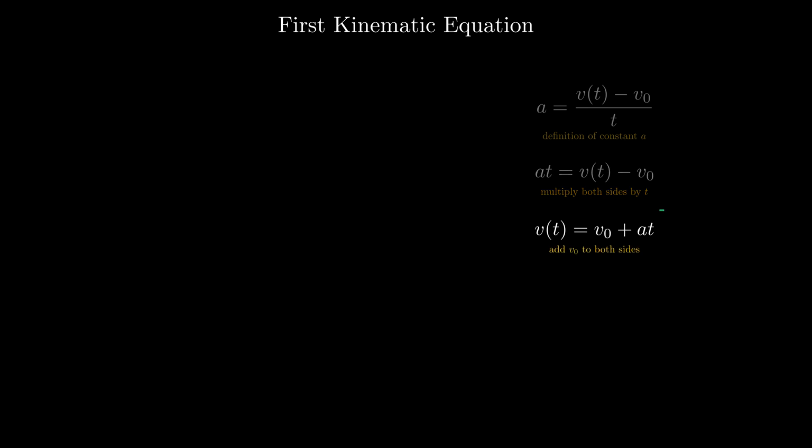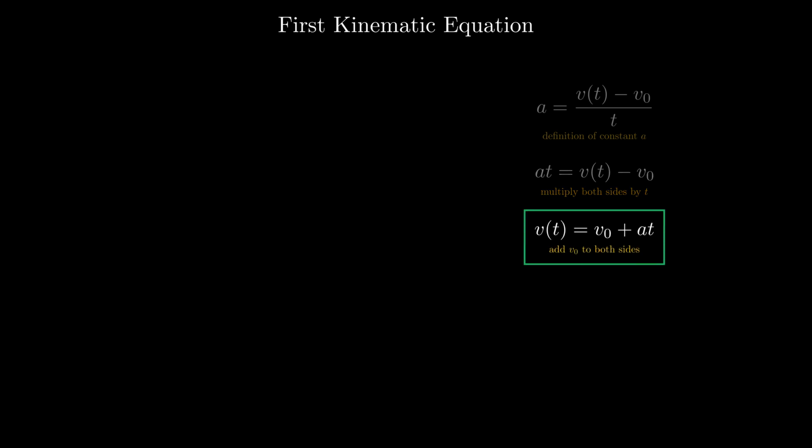Let's rearrange that definition to solve for velocity. We start from acceleration equals the quantity v of t minus v0, all divided by t. First, multiply both sides by t. That cancels the denominator on the right and gives a times t equals v of t minus v0. Next, add v0 to both sides. The result is v of t equals v0 plus a times t.